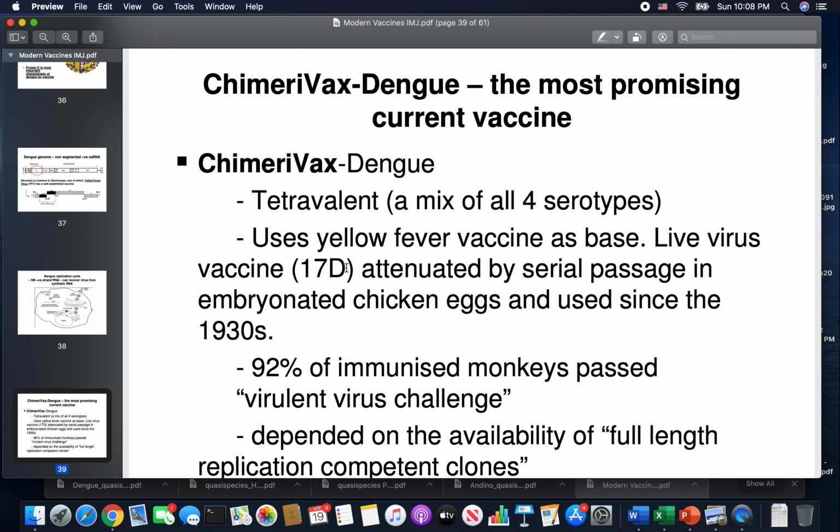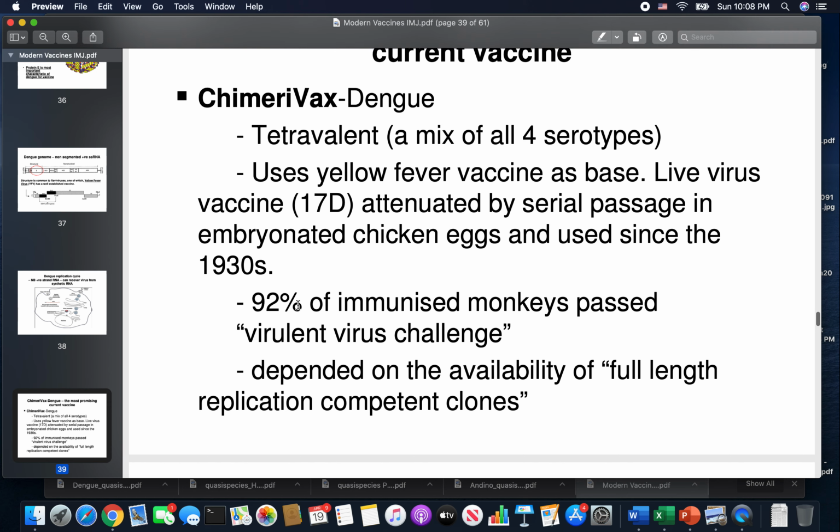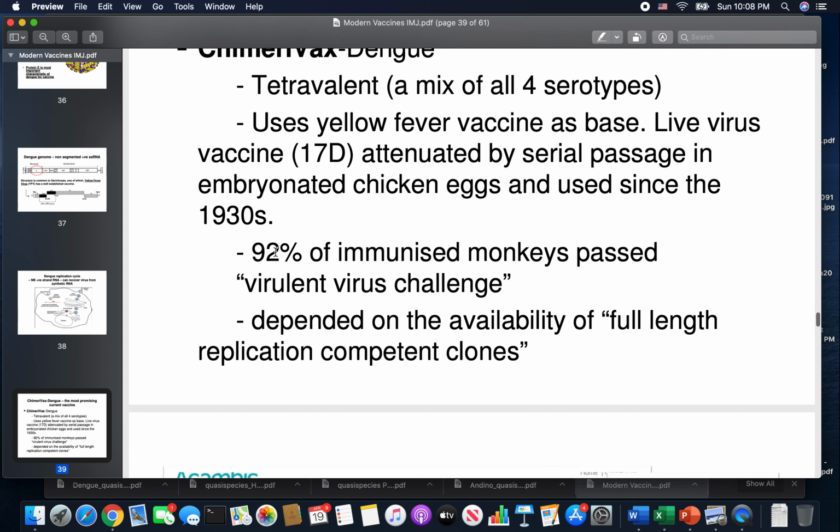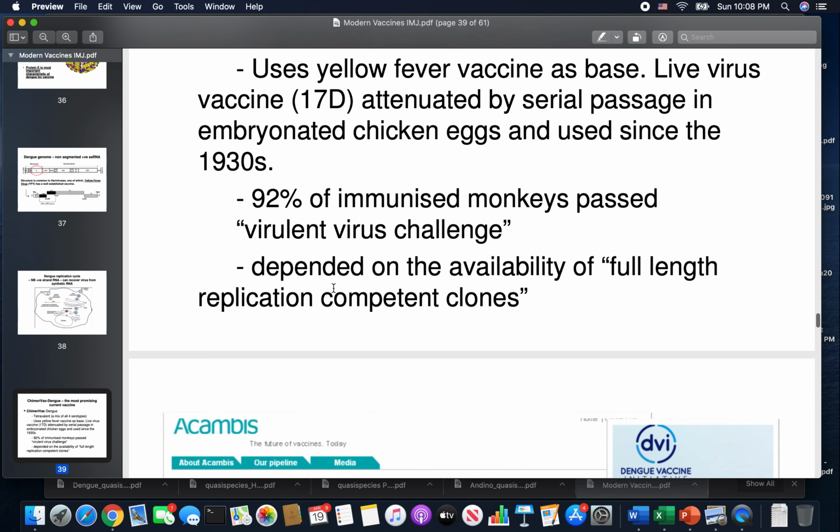So, yeah, they took the 17D vaccine, changed out the E gene from yellow fever virus for the E gene from dengue virus, and then grew that in cell culture, or rather in chicken eggs, is how they actually made this vaccine. And they gave it to monkeys to check if it was fully immunogenic. It seemed to be. They passed the virulent virus challenge, which was really good.